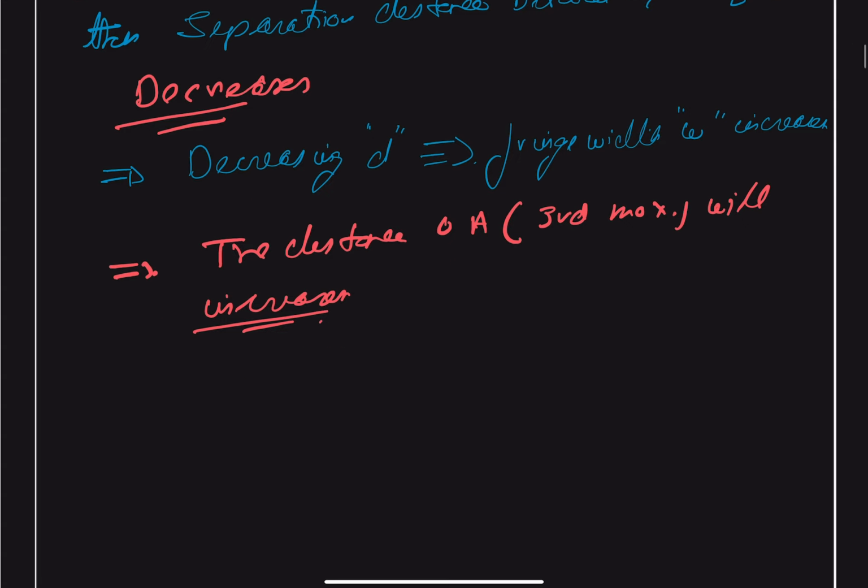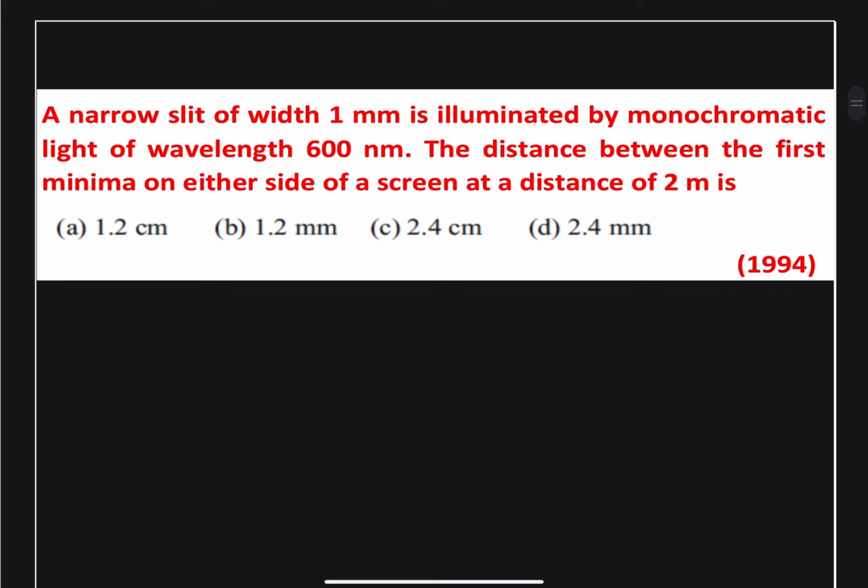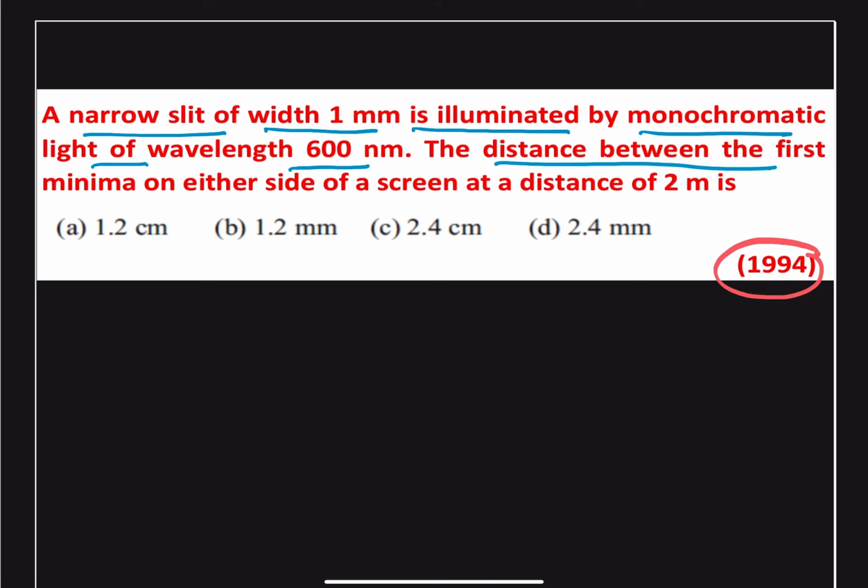So this was our first question, and now we come to the next question. Here it was asked in the year 1994, and it states that a narrow slit of width 1 mm is illuminated by a monochromatic light of wavelength 600 nanometer. The distance between the first minima on the other side of the screen at a distance of 2 meter is.